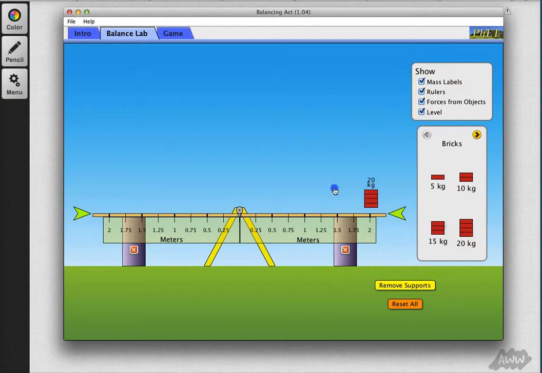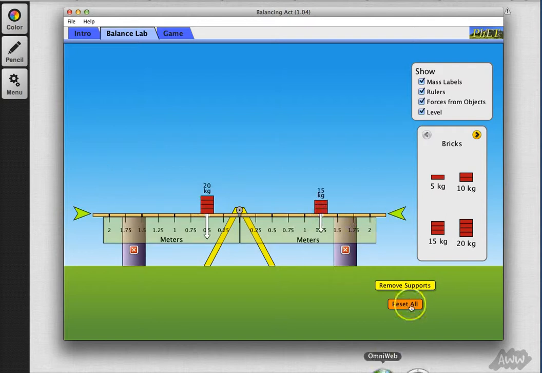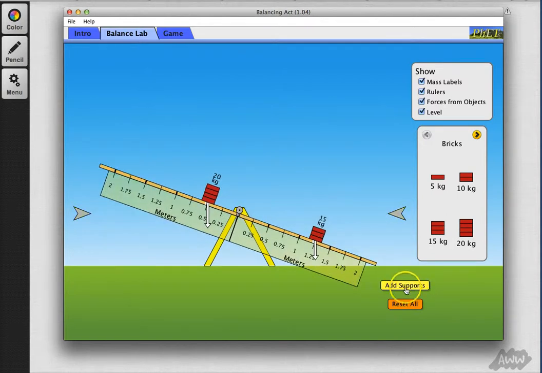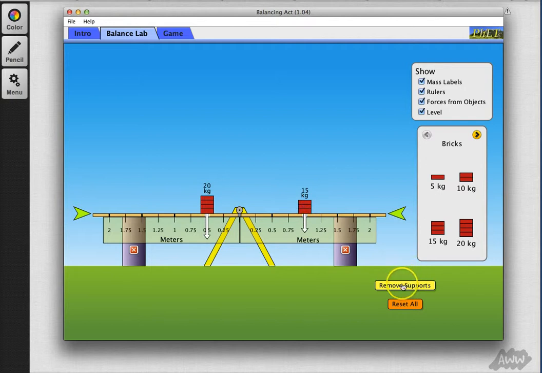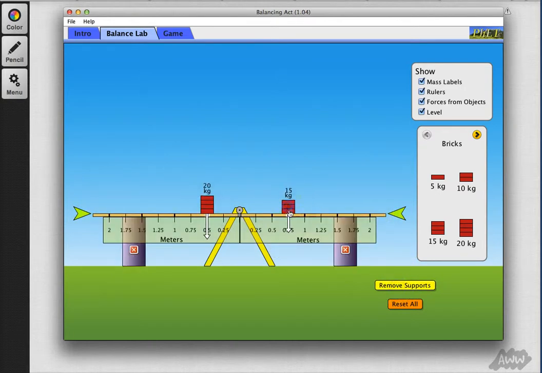Let me take this 20 kilogram mass and move it to a point 0.5 meters on the left hand side. Now I take the 15 kilo mass and I want to figure out by trial and error what happens. Okay, so that's not right. Let me move it to 1.25. That's not right either. How about 1? No, that's not right either. How about 0.75?